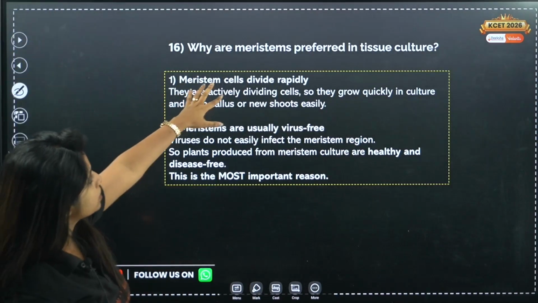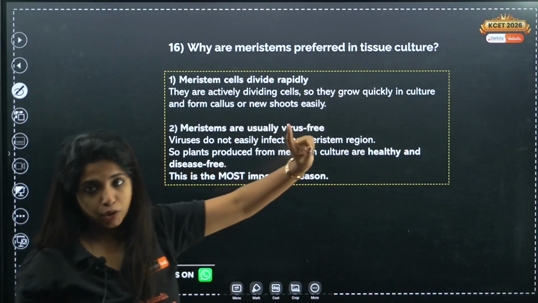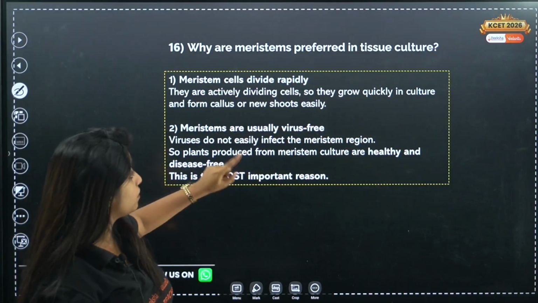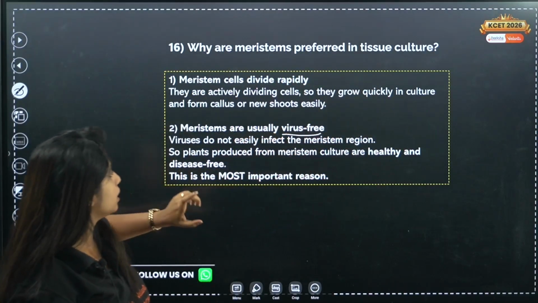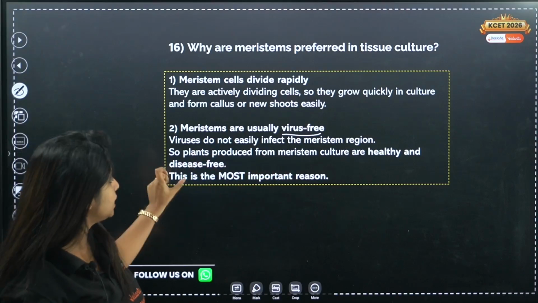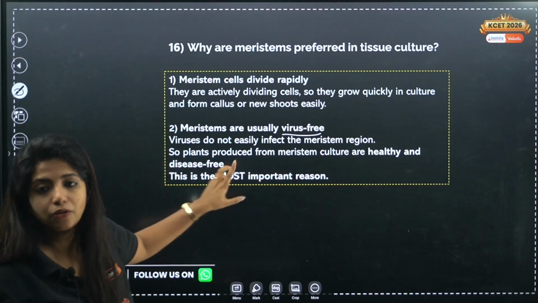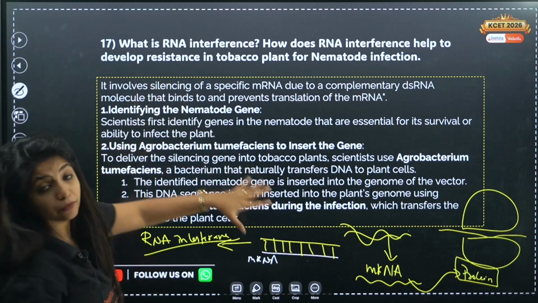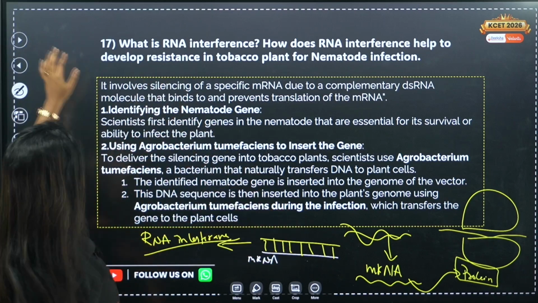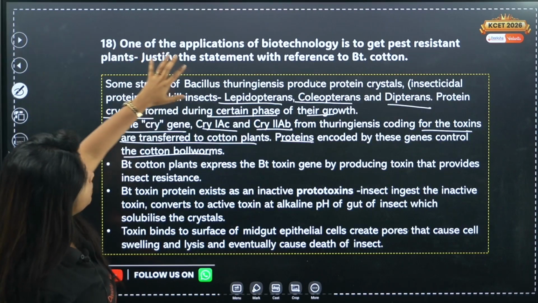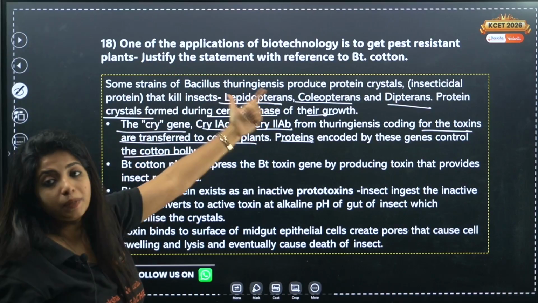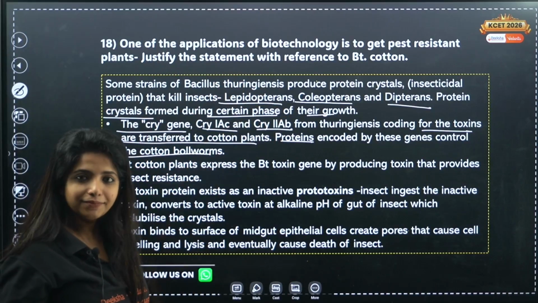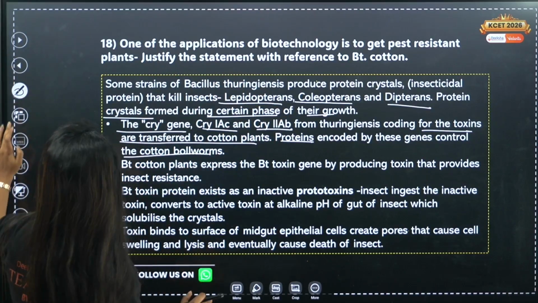Now, why are meristems preferred in tissue culture? I told you meristem cells divide rapidly, but apart from that, they are usually virus-free. So plants produced from meristem culture are healthy and disease-free. That is the most important reason. And with that, I think we have completed everything. RNA interference was already done using Agrobacterium tumefaciens, and we also completed the applications of biotechnology, that is Bt cotton. Okay, so it's been super done.